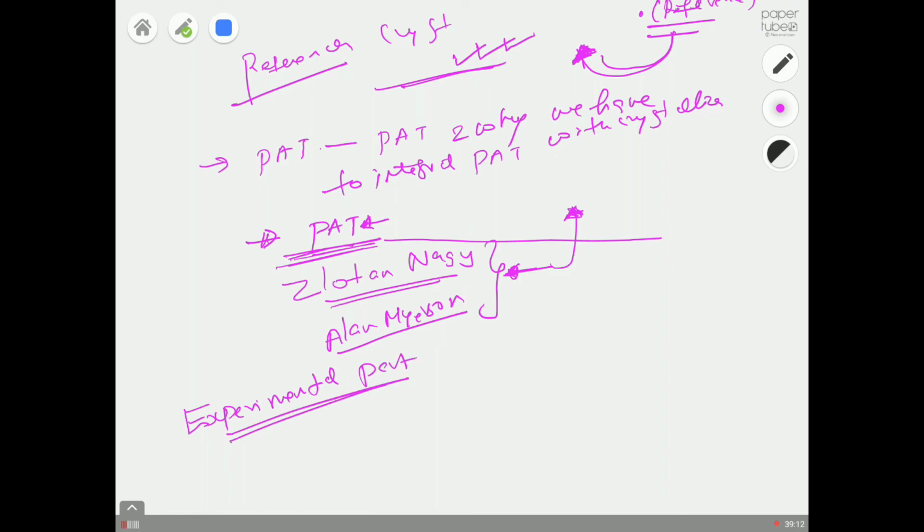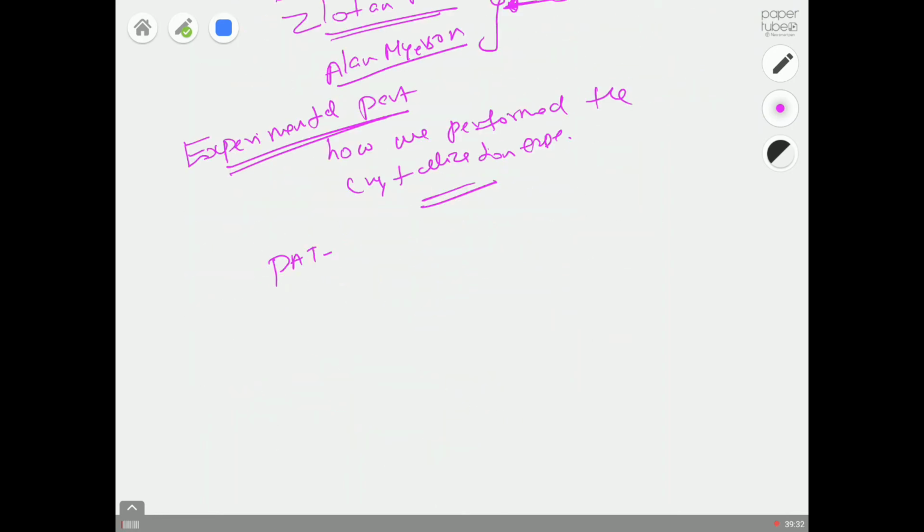Try to explain how we did the crystallization experiment. I already said this to you during this lecture. So try to add how we performed the crystallization experiment and so on, and then what are the PAT tools we integrated, and then why.